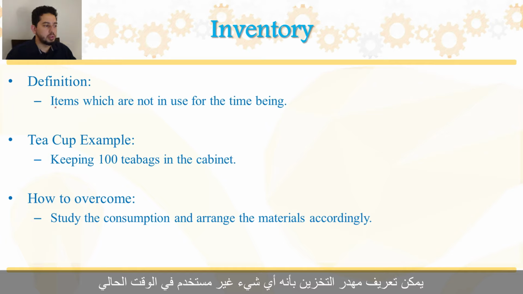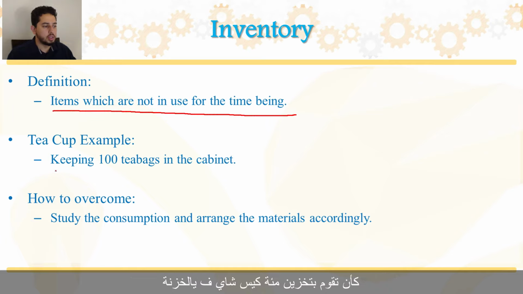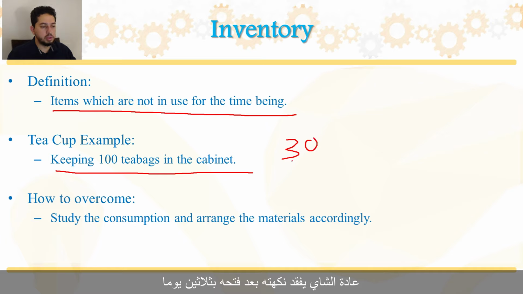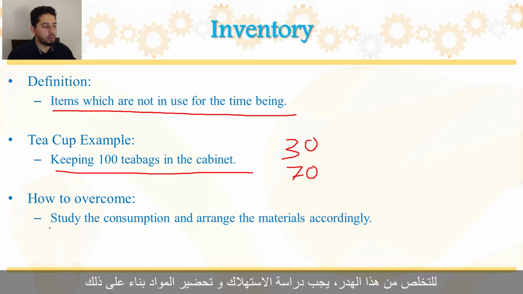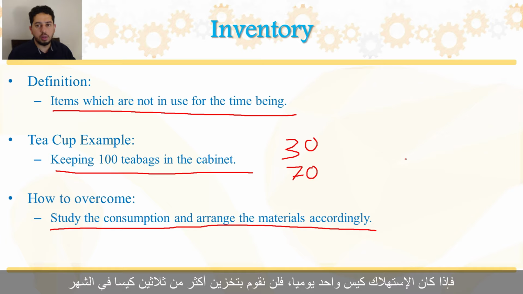Inventory is defined as items which are not in use for the time being, such as keeping 100 tea bags in the cabinet, and the tea usually loses its flavor within 30 days of not being used. So after a month, I will have around 70 flavorless tea bags, which is not acceptable for us. How to overcome it? Simply study the consumption and arrange the material accordingly. So in the month, I will not bring more than 30 tea bags, especially if my consumption is only 1 tea bag per day.